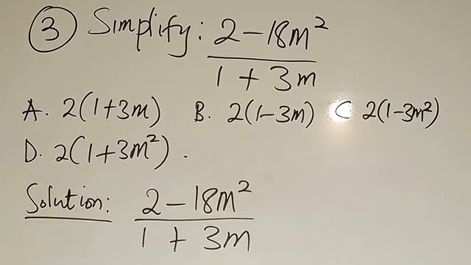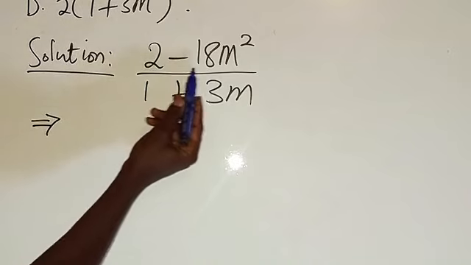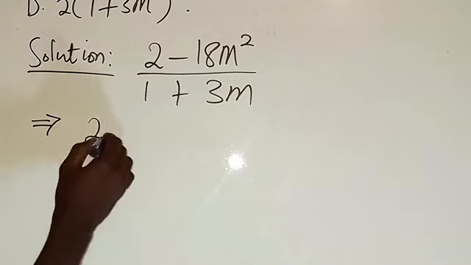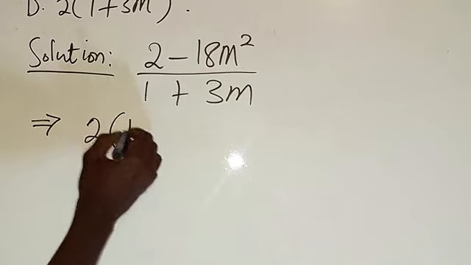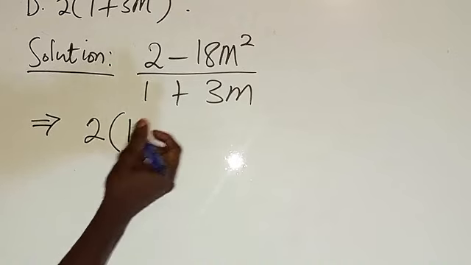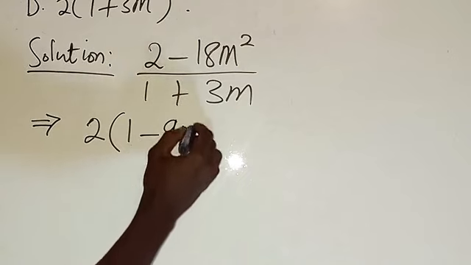Now we have this. How do we simplify this? So therefore we are going to see how we can reduce these fractions in their simplest form. Now let's see. We have 2 here and we have 18 here. So there's a common factor and the common factor is 2. I'll bring out the 2, then 2 divided by 2, I'm going to have 1. Now 18m squared divided by 2, this is going to be minus 9m squared.